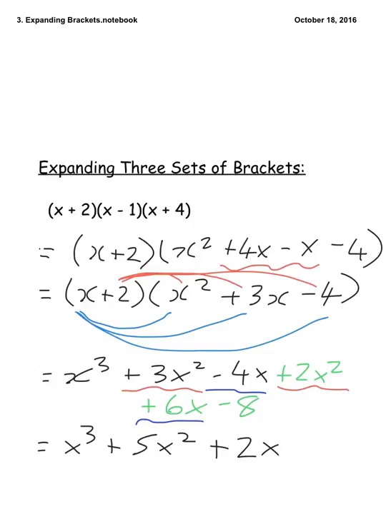And we don't have any other terms other than the minus 8 that we started with. So we're going to just put that at the end of our answer. That is our fully expanded triple bracket. X cubed plus 5x squared plus 2x take away 8.